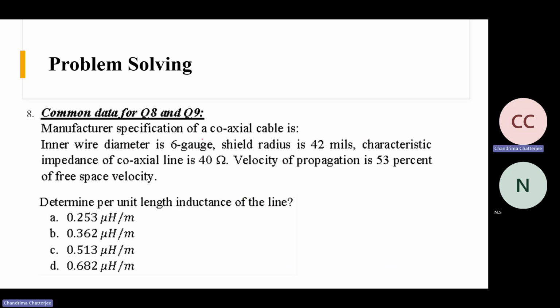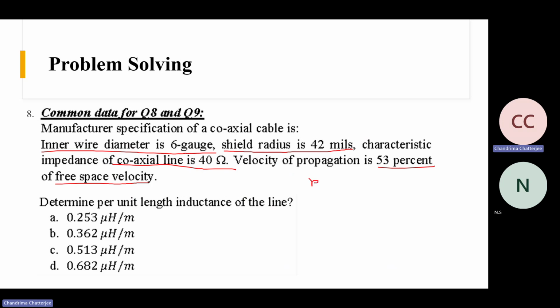So let's see the next question. Common data for question number 8 and question number 9. Manufacturer specification of a coaxial cable is: inner wire diameter is 6 gauge, shield radius is 42 mils, characteristic impedance of coaxial line is 40 ohm. Velocity of propagation is 53% of free space velocity. Free space velocity is the velocity of light. So the velocity of propagation here is 53% of the speed of light. And all the other things are given.